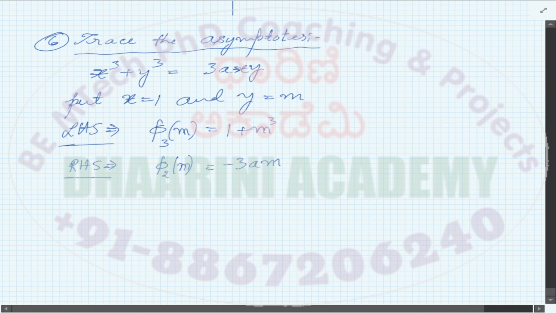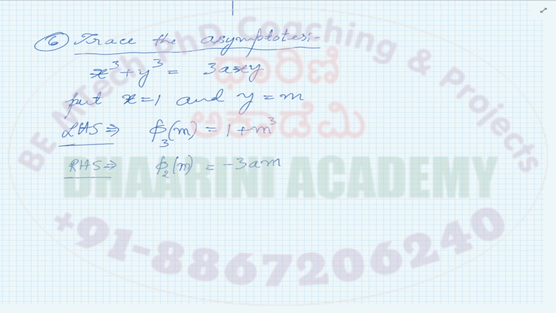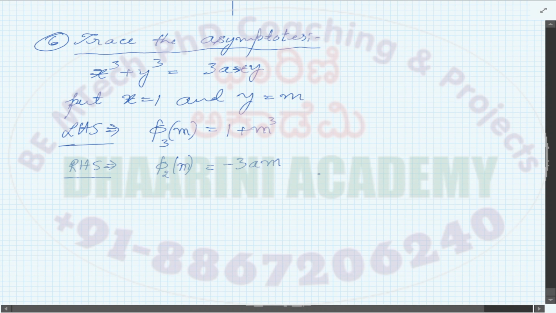One left hand side equation, one RHS equation. Two equations we need to write. Okay, this is step number 1 of tracing the asymptotes. You always equate the highest degree term to 0.